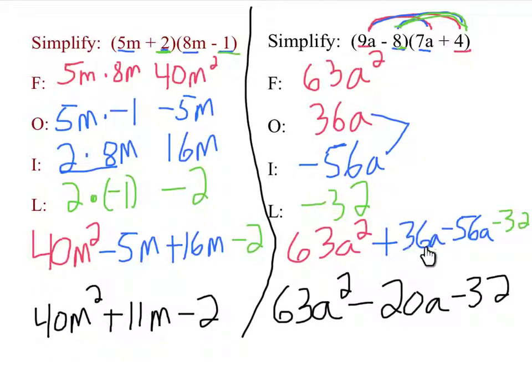Okay, so I combined my like terms. This should have been blue, sorry. And 36a minus 56a is negative 20a. And my 63a squared and my negative 32 is here. Notice descending order, standard form, very good.